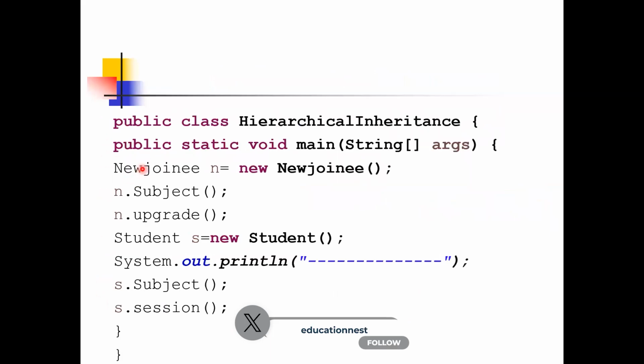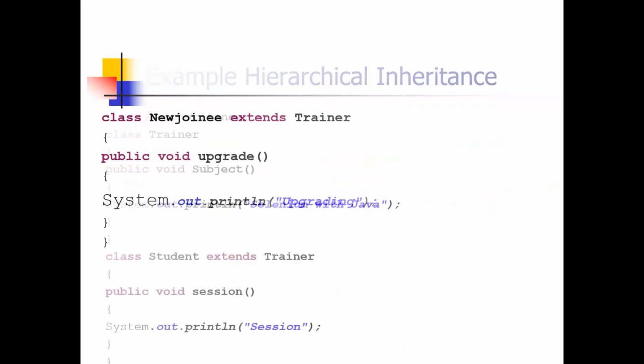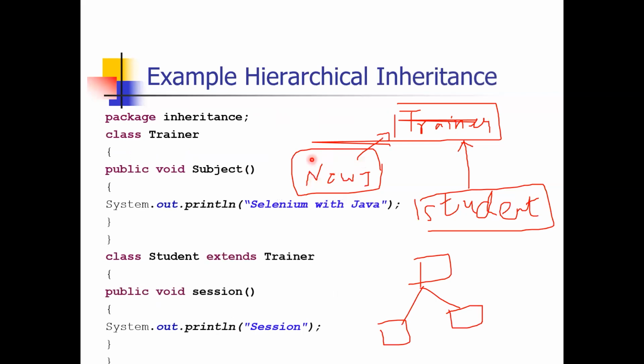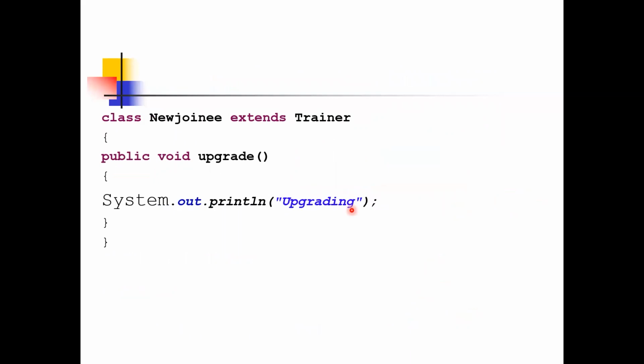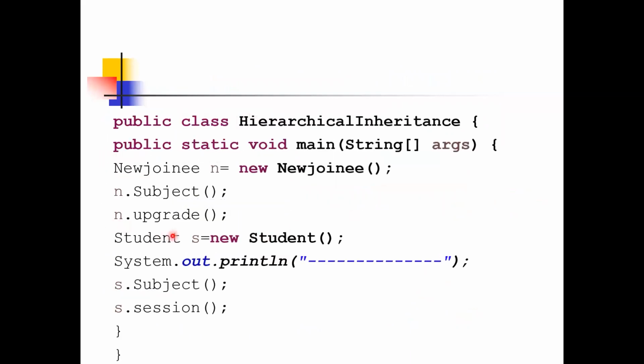Now this is the actual program. We have created the class hierarchical inheritance. In it we have to create two objects. Why two objects? Very good. One object of new joinee and one object of student. Because if you are in a student class which has a relationship with trainer, then without an object you can't call the trainer class. You have two children, so you have to create objects of both.